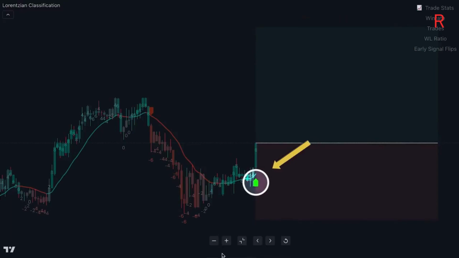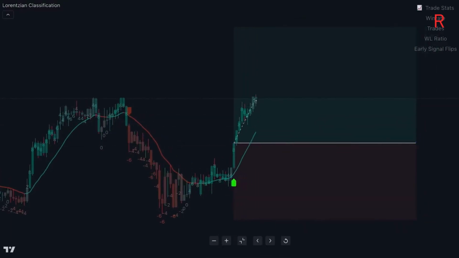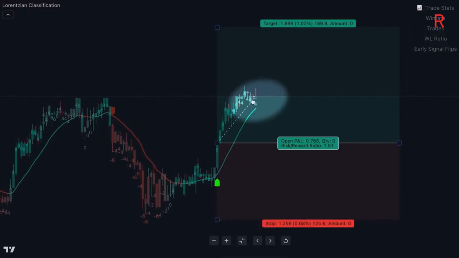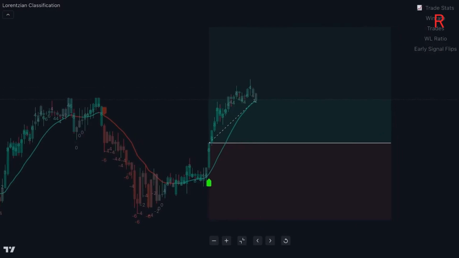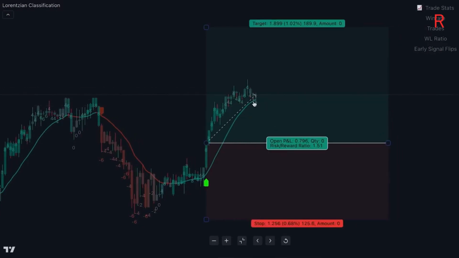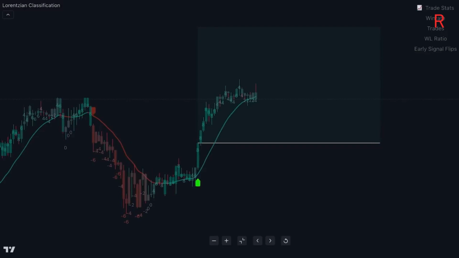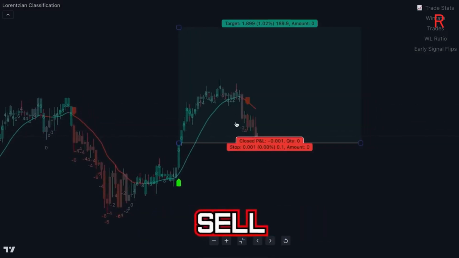Let's say you executed a buy trade using this indicator, and you wanted to hold the trade until take profit, but you noticed early on that the colors are becoming more red and the candle numbers are lowering. This is the first sign that the market strength is weakening. So we can reduce our risk, adjust our stops, or exit our position completely to prepare for a possible reversal. This helps you stay ahead of the game as you don't have to wait for a confirmed sell or buy signal.